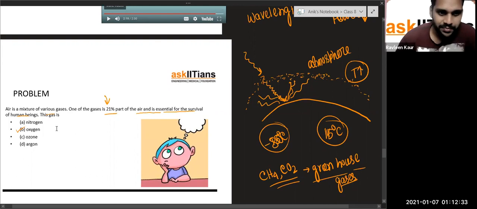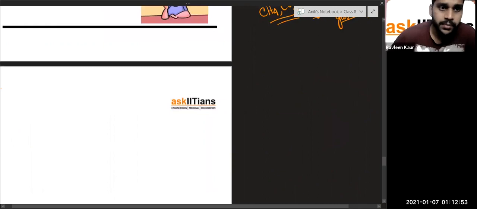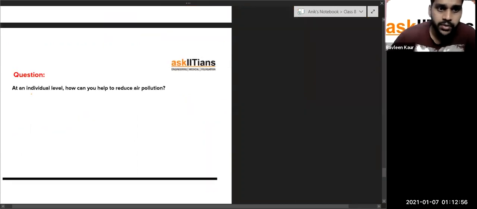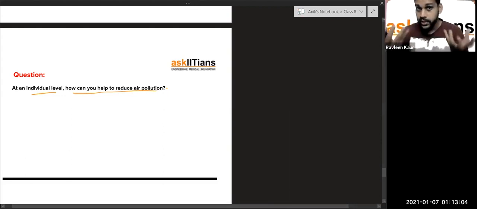Let's see why. As I told you, the nitrogen in the air is 78%, right? Now, move on to the next question. At an individual level, how can you help to reduce the air pollution? This is going to conclude the whole thing that we have learned so far. You need to not only understand this thing, you need to apply this thing in your everyday life as well.